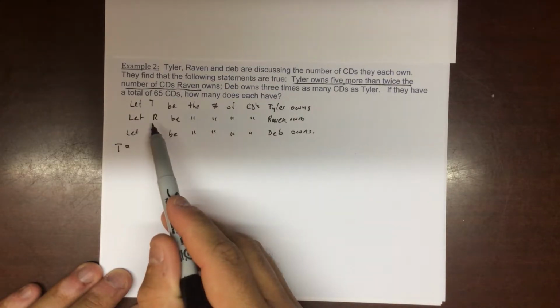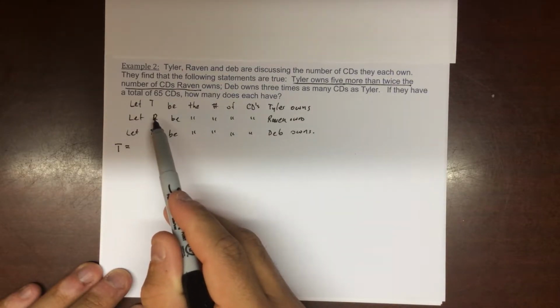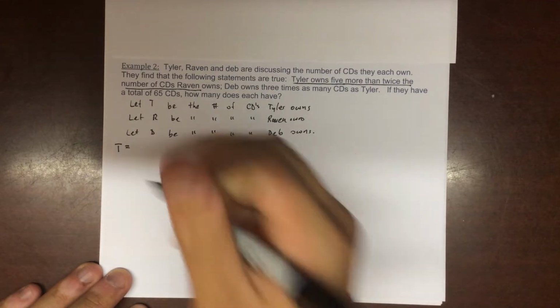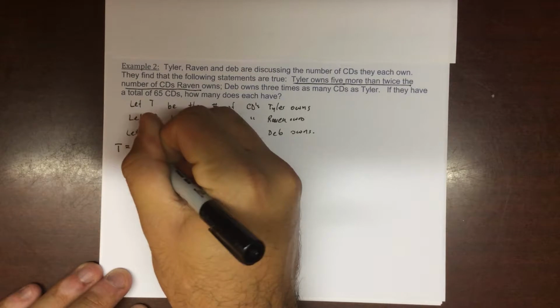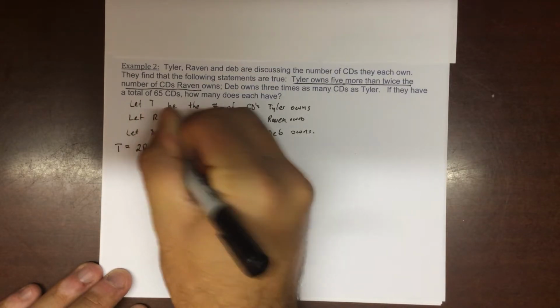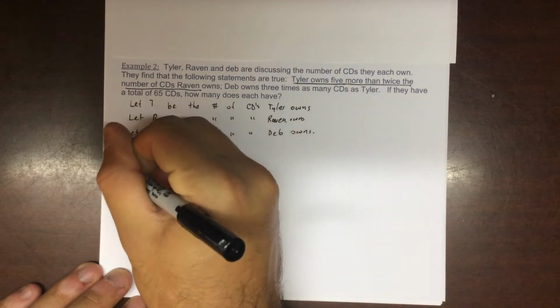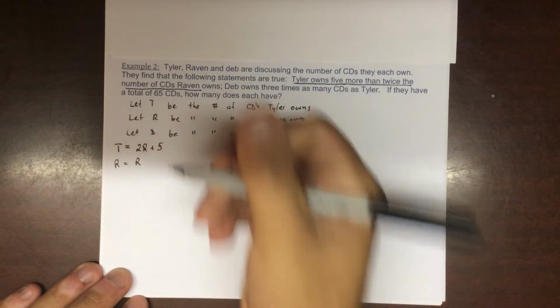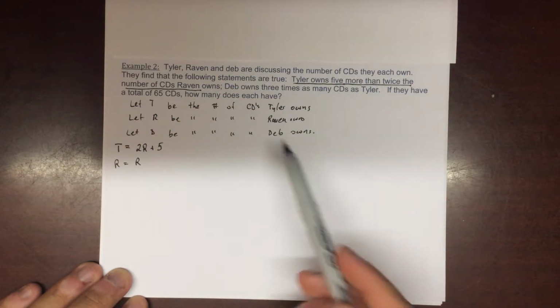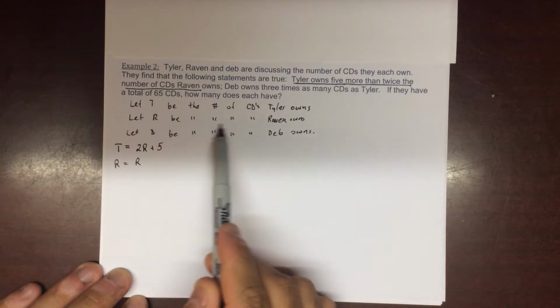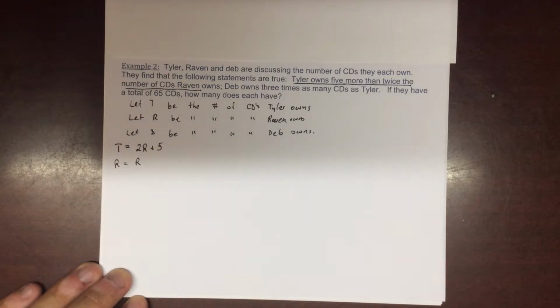Well, if Raven owns R CDs and Tyler owns twice as many as that plus 5, Tyler is 2R plus 5. Okay, so we have something for Tyler. What about Raven? Well, they didn't really tell us anything about Raven. So let's say that Raven just owns R. R CDs is how many Raven owns, as we explained in our definitions of our variables.